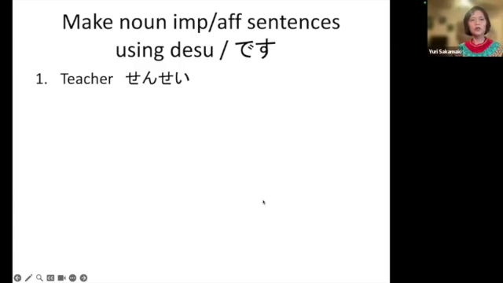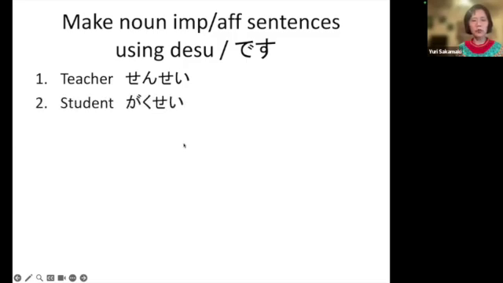All right, so can you try to make a sentence, imperfective affirmative? You're saying someone is a teacher. How would you do that? 先生です. You just say sensei, the teacher, and then after that, you can just add this. Very easy. And that's a noun sentence.